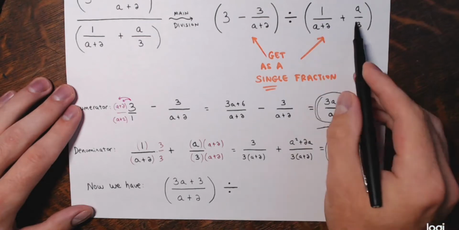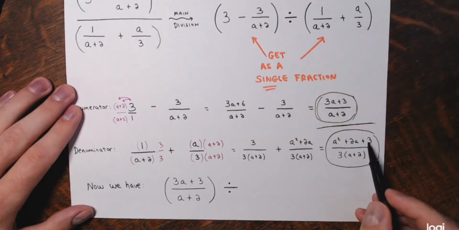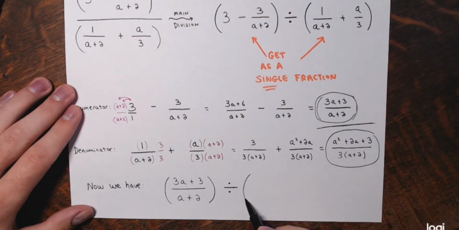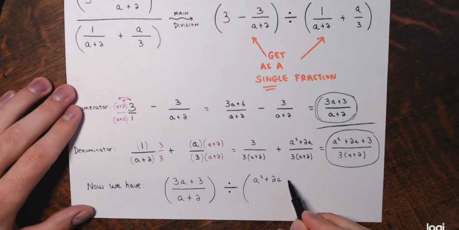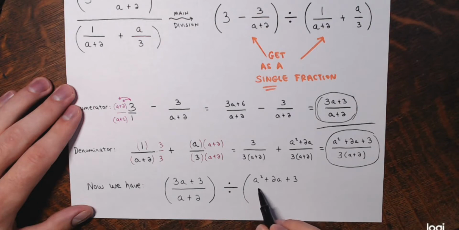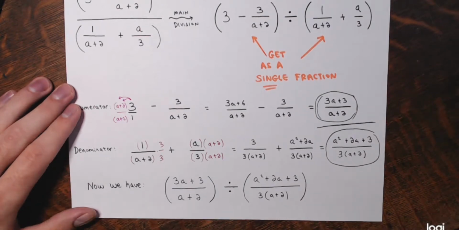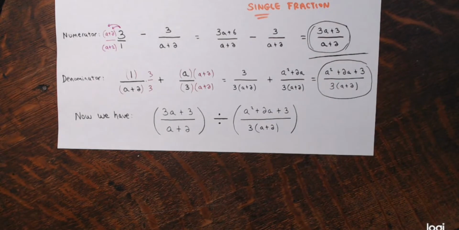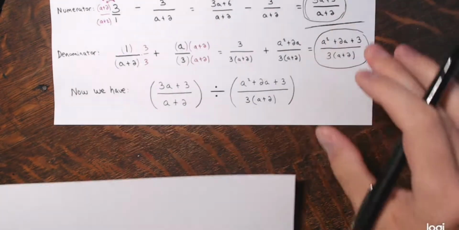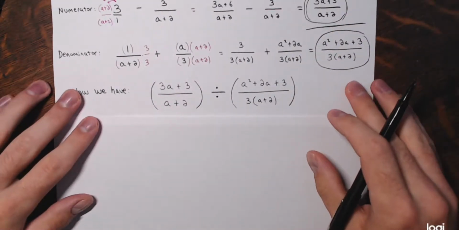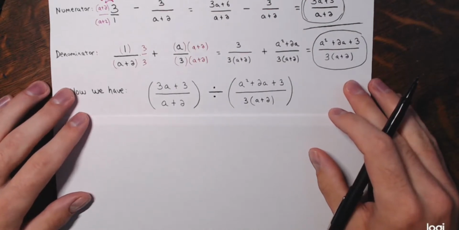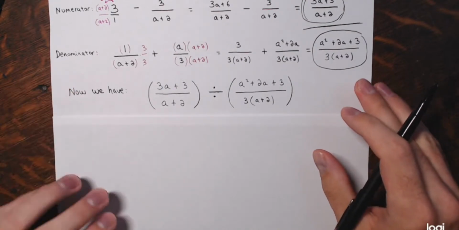And then after the division symbol, what we're dividing by is this fraction, right? When we put it together as a single fraction, we have a squared plus 2a plus 3 and then divided by 3 times a plus 2, the quantity a plus 2. And now this is any division problem you've seen before, right? You've seen division of fractions back in section, I think it was 7.1, dividing fractions, dividing rational expressions.